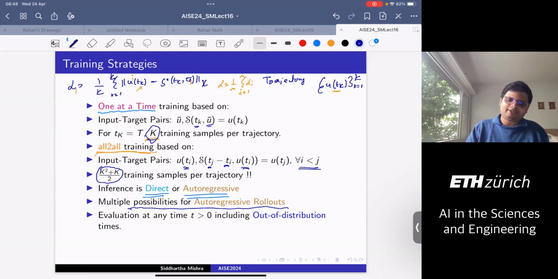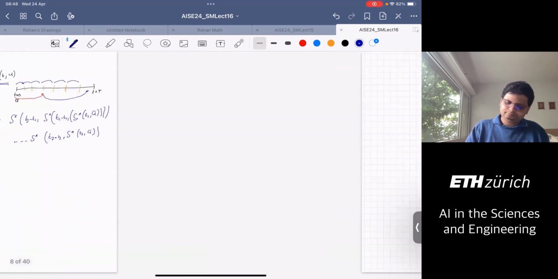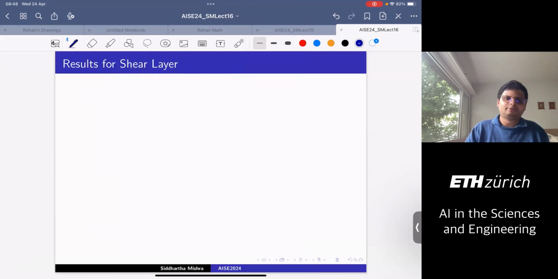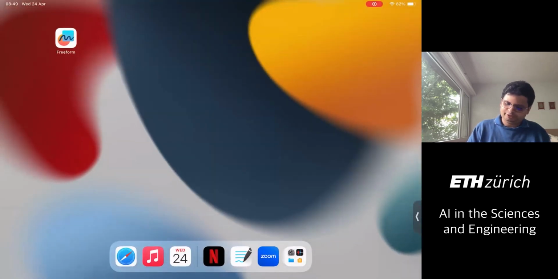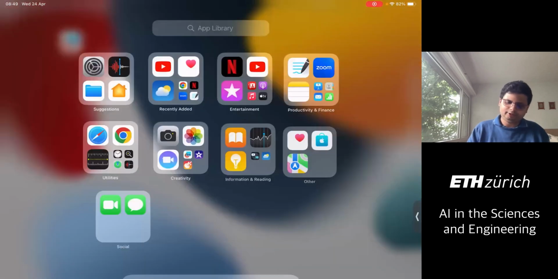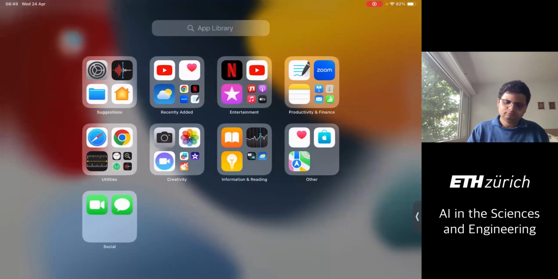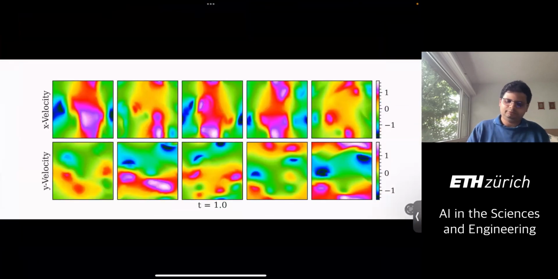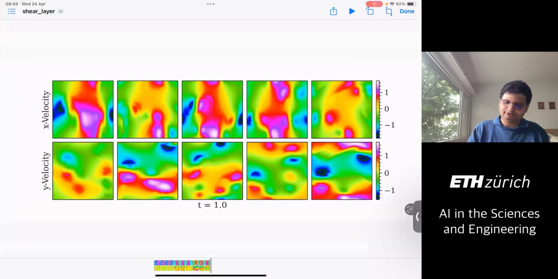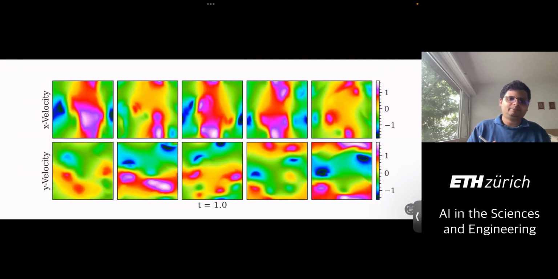Now let us try to see how this works in practice. I'll delete some of this. Why do I have this? Because I wanted to show you a movie here. All the results that I'm going to show today are based on the shear layer. This is a final time. I wanted to show at an earlier time. So again, let me show you what it is.